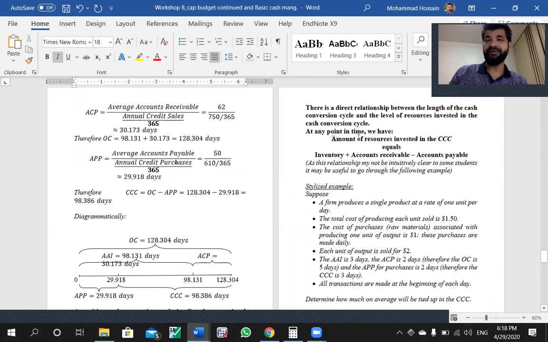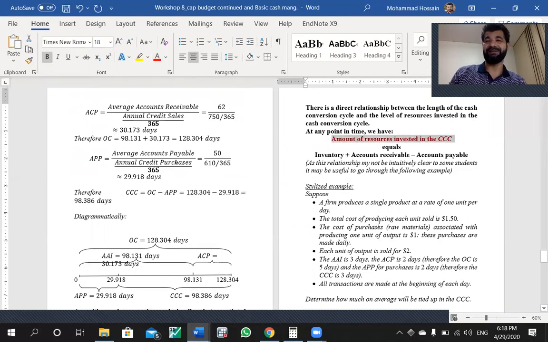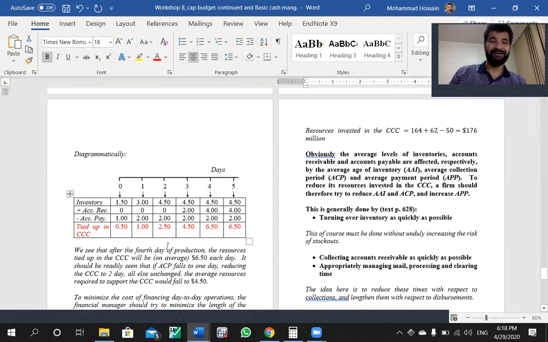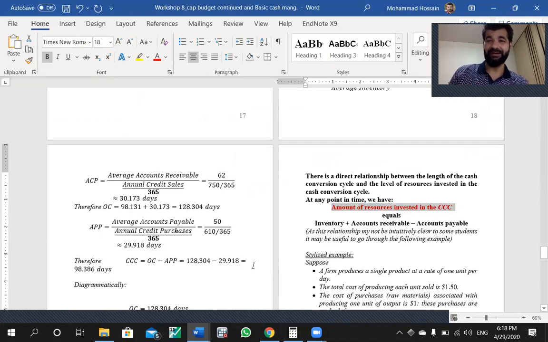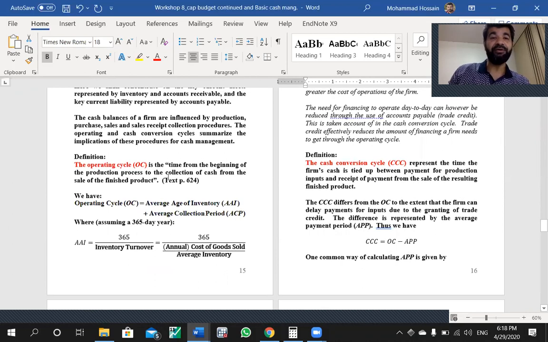Yeah, amount of resources invested in the cash conversion cycle. These things we'll be talking about here too. How much money is being tied up. These two topics we'll be talking about here. Anyway, let's move on. So how do you calculate these things?